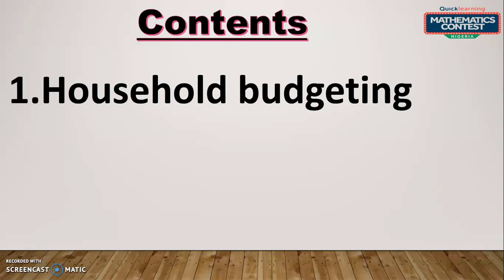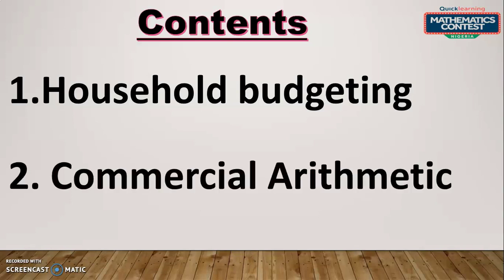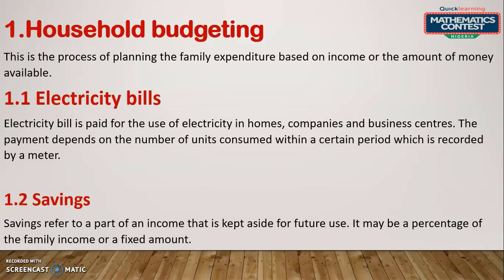The first thing we'll consider is household budgeting, that is, calculations that relate to household mathematics. The second thing we'll consider is commercial arithmetic, and under this topic, we'll be considering percentage, profit, loss, discount, and commission. So let's make progress. But before we go into the calculation itself, let's build some background and basis.